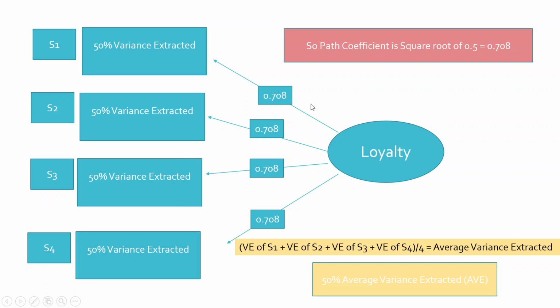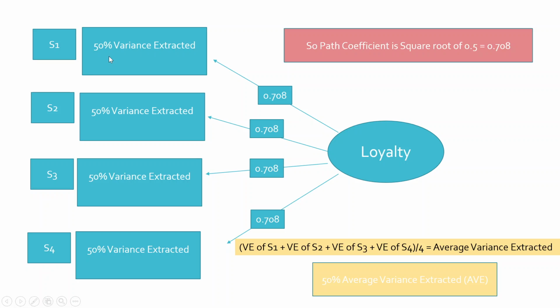Now, say for example, if we keep the threshold limit as 50% variance extracted, why are we keeping 50%? Because if any statement is able to explain less than 50%, we will not include that statement in our model or in our construct, because nature's probability is 50% and this statement is able to explain less than 50%. Why should we include such a statement in our construct?